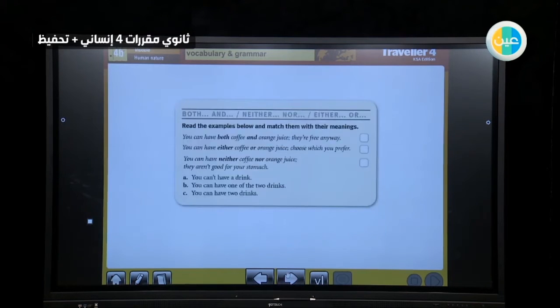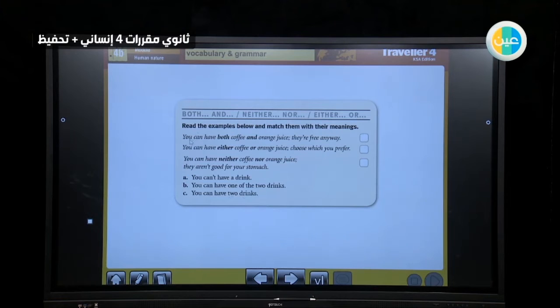We have here an exercise. Read the examples below and match them with their meanings. We have both and, neither nor, either or. Let's read here first A, B, C. You can't have a drink. You can have one of two drinks. You can have two drinks.